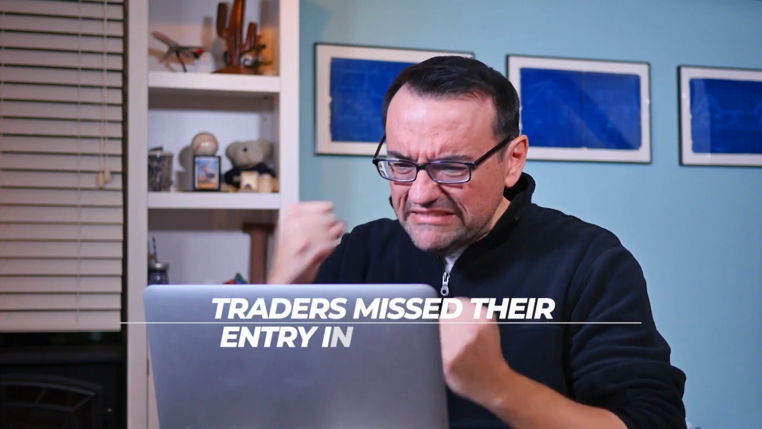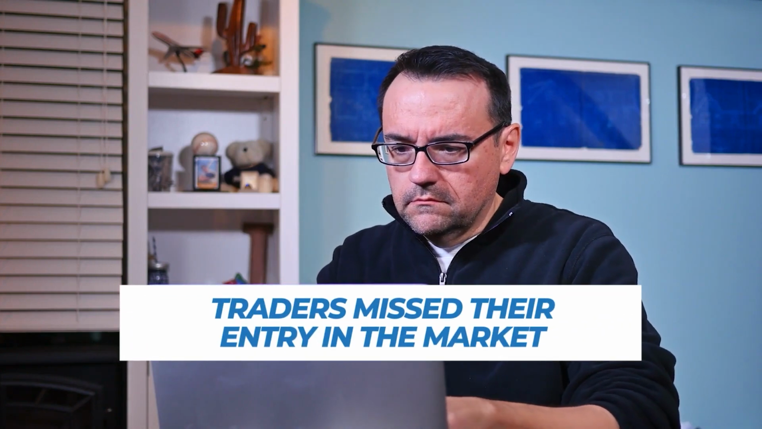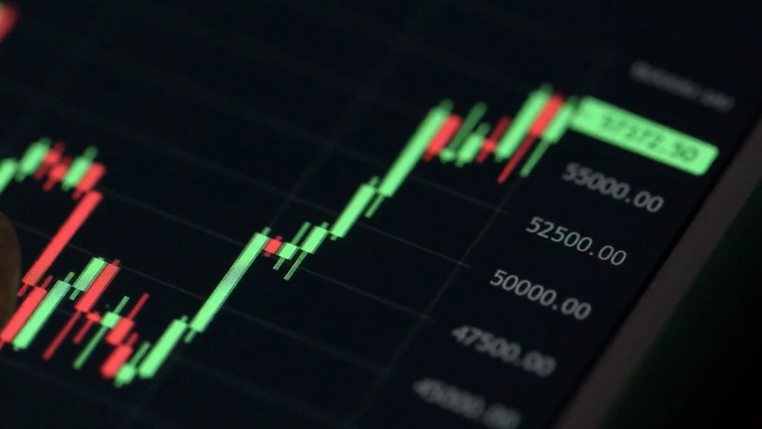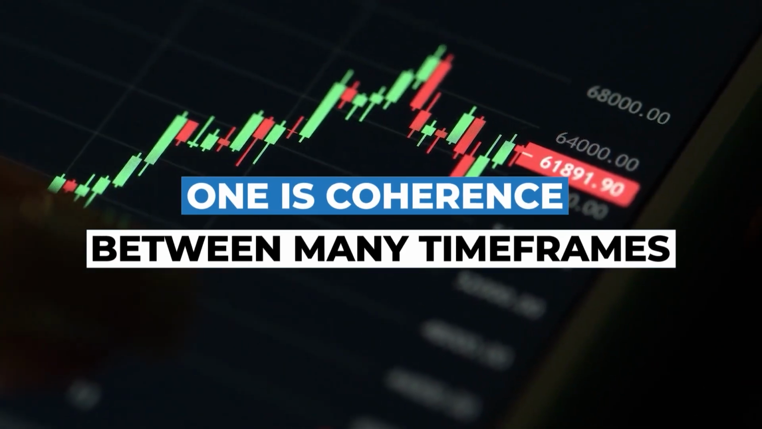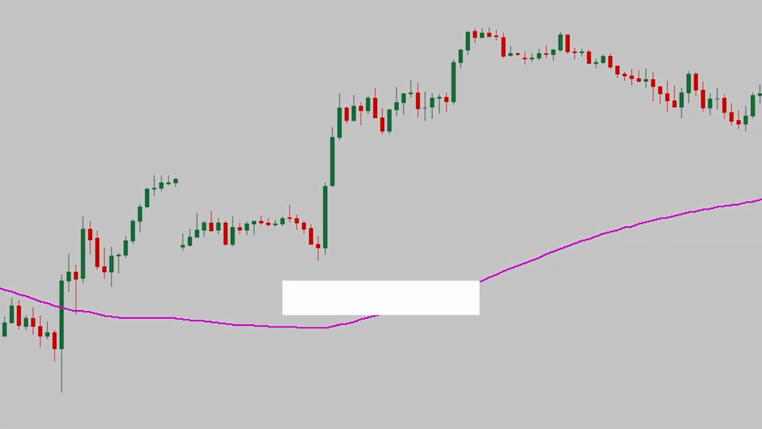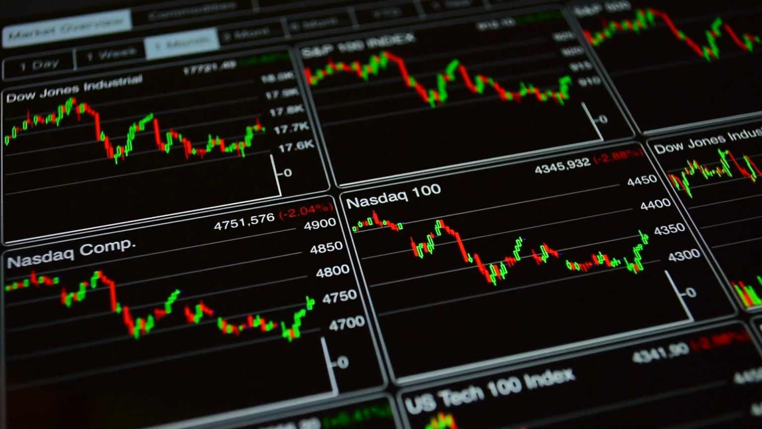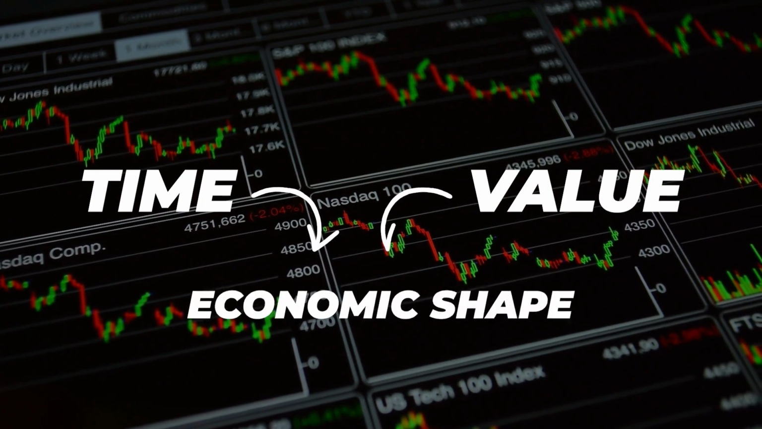Even knowing the long-term trend, so many traders mistime entering the market, costing them dearly. MTFX works as a preventative measure so that entries do not happen at an inopportune time. Instead, entries happen only when there's coherence between many timeframes. The line here will give us influence and is a fundamental component of this trading system, combining a fusion of time as well as the value of the asset based on the economic shape.